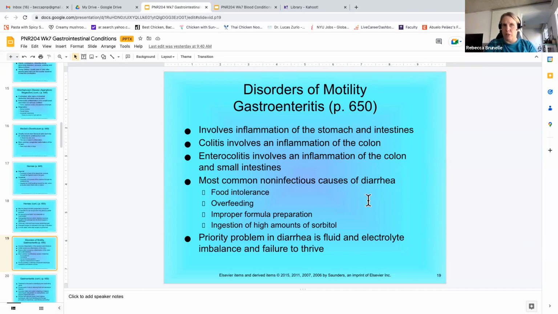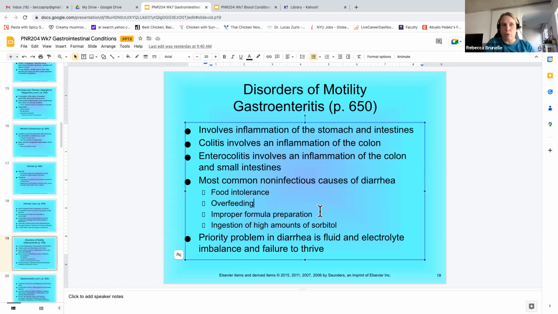And one of the things that you'll see when you're having colitis or enterocolitis is diarrhea. And this could be food intolerance, like your body isn't able to break down something that you ate. It could be related to overfeeding, improper formula preparation, or ingestion of high amounts of sorbitol. Sorbitol is a type of sweetener. Some foods are sweetened with sorbitol, and sorbitol can cause diarrhea. When you have a patient that has diarrhea, the main thing you're worried about is dehydration, so fluid loss, and then electrolyte imbalances.